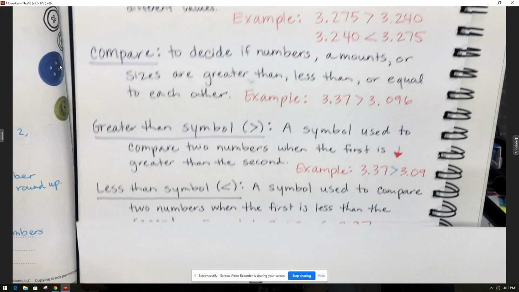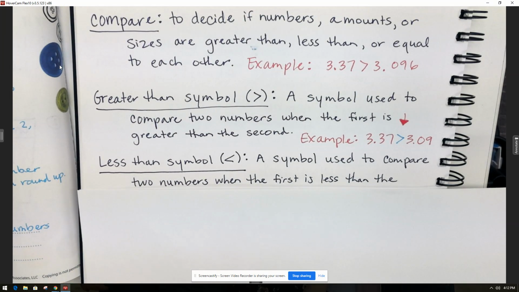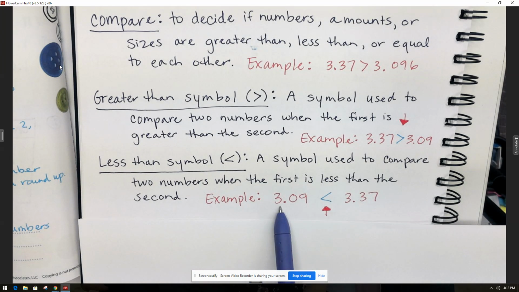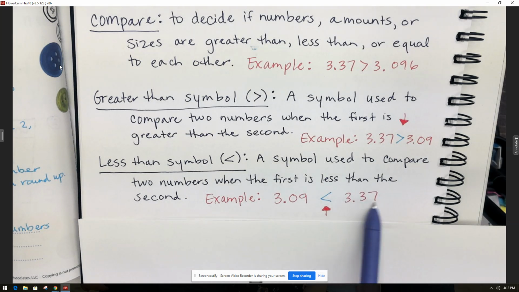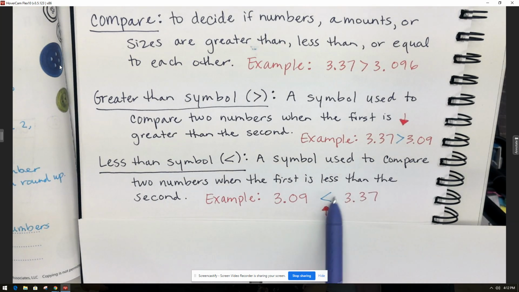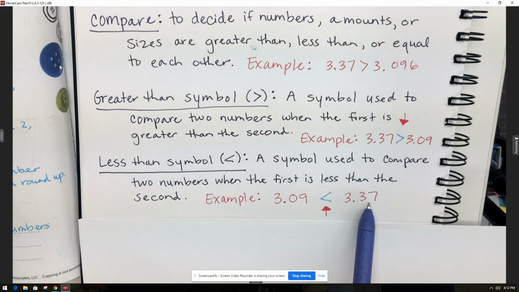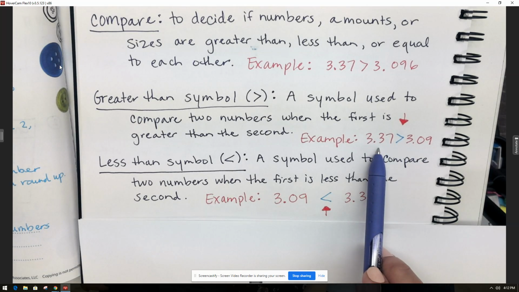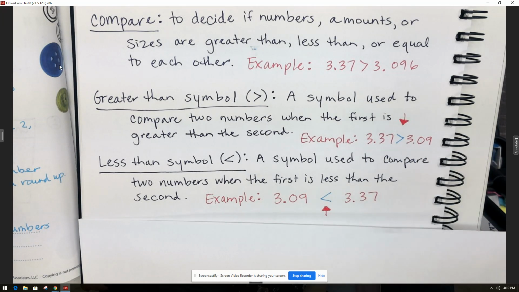The less than symbol is a symbol used to compare two numbers when the first is less than the second. So in this case, 3 and 9 hundredths is less than 3 and 37 hundredths. So we're going to use the less than symbol, meaning that whatever number comes first is less than whatever number comes second. We use the greater than when the first number is greater than the second.